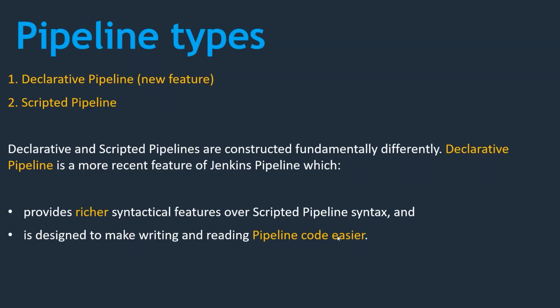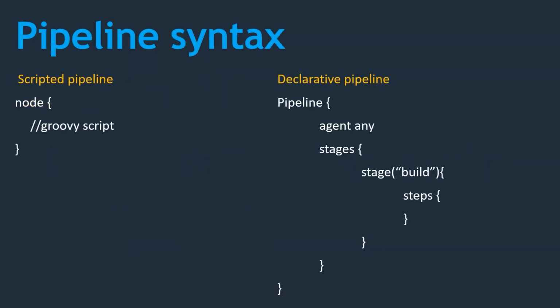We are not developers, so we are going with the declarative pipelines itself. It already has certain steps, and you can just follow those steps and change them according to your build necessity. Next, this is the syntax of the scripted pipeline and the declarative pipeline. The scripted pipeline starts with node. Inside that, you need to write your Groovy script. If you know Groovy script, then only you can write it.